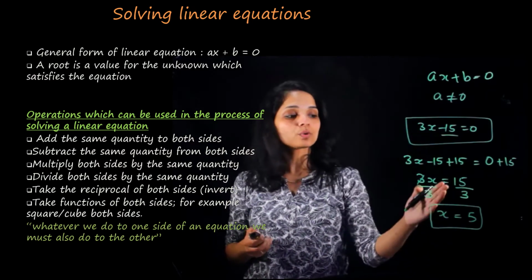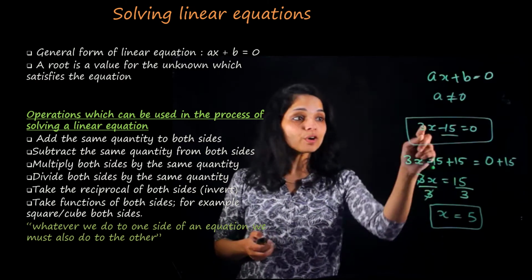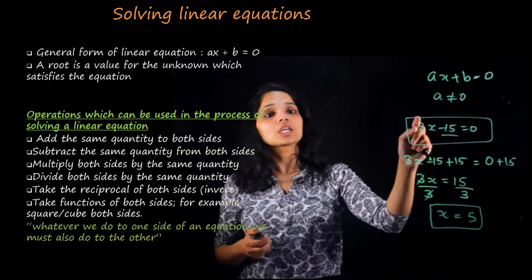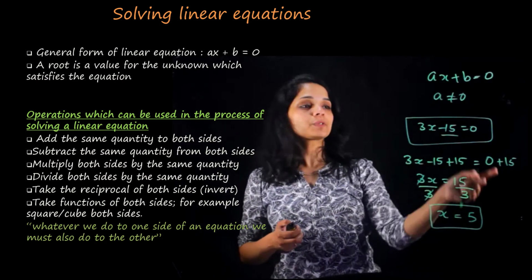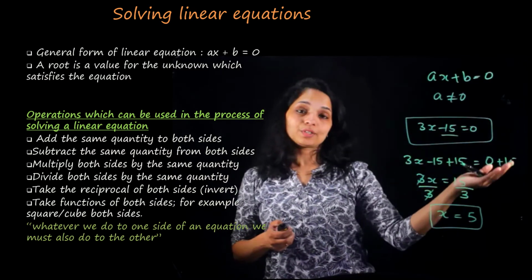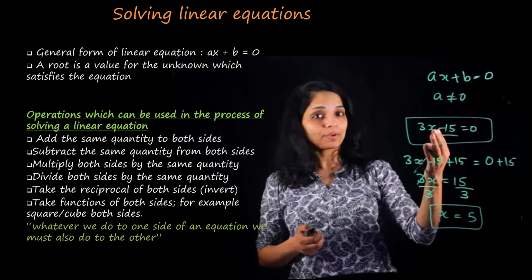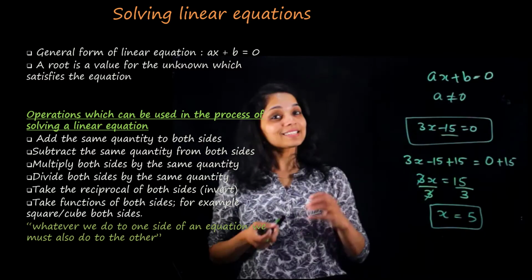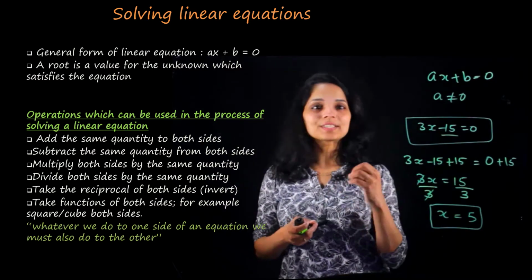So the root or solution of the equation is the unknown value which satisfies this equation. Now if I substitute back into this equation, 3 times 5 is 15, and 15 minus 15 equals 0, so 5 is the solution for x for this particular equation. This is a very simple example. I'll show you some more examples.